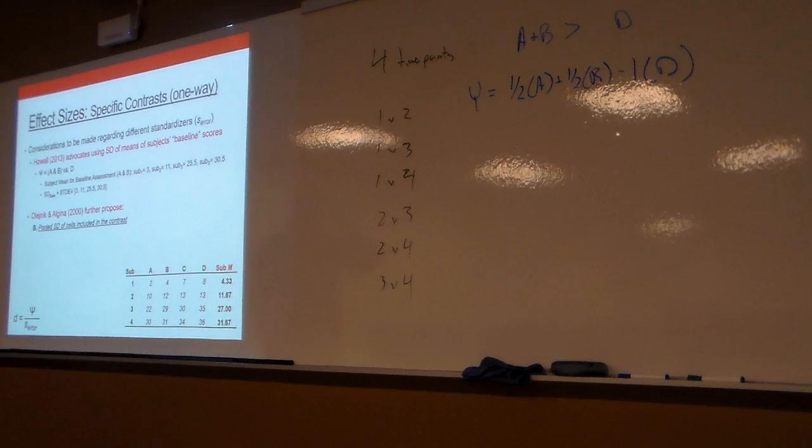Okay, Olejnik and Algina is a big classic. You'll see this cited a million and one times for anything having to do with effect size. They offer other options, say the pooled standard deviation of the cells including the contrast, right? So here, for this one, we take the standard deviation at time A, at time B, and at time D. Remembering that the average standard deviation isn't the same thing as the square root of the average variance, right? We want to pool these at each time point.